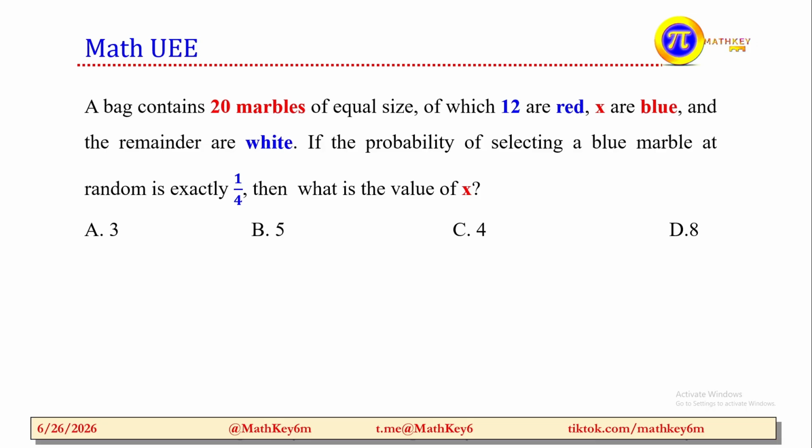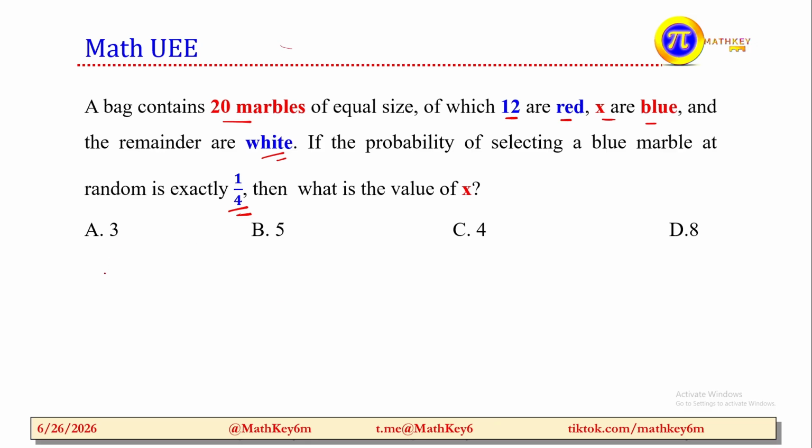A classical problem involving colored marbles, where we have to solve for an unknown variable x. The problem says a bag contains 20 marbles of equal size, of which 12 are red and x are blue, and the remainder are white. If the probability of selecting a blue marble at random is 1/4, then what is the value of x?